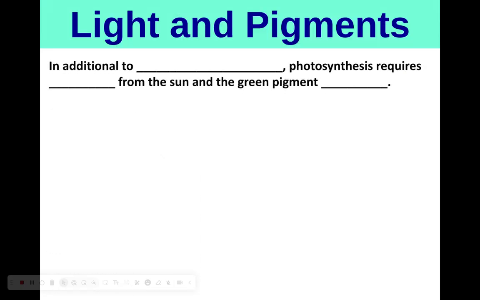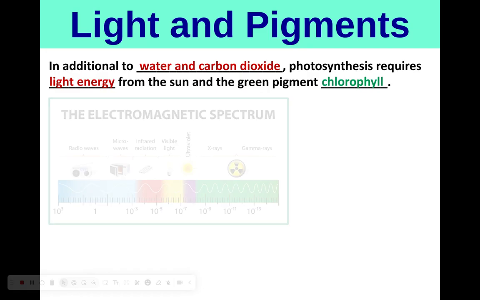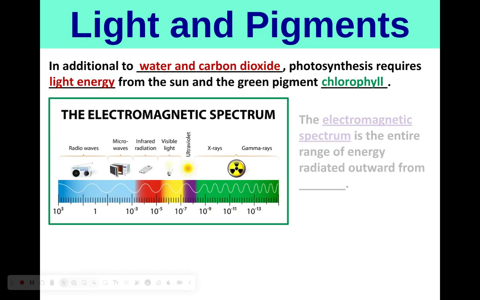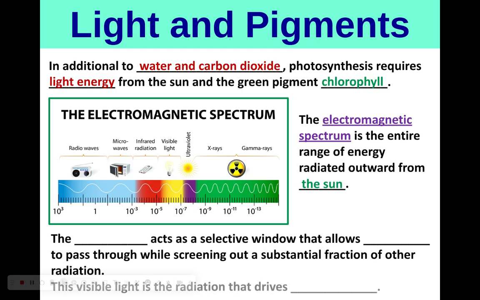Now, in addition to water and carbon dioxide, photosynthesis again requires light energy, and the pigment that we're really going to focus the most on is chlorophyll. And again, that's the green color that we can all see in plants. Chlorophyll absorbs energy from sunlight and transfers it into the plant's electrons, which jumpstarts this whole process of photosynthesis.